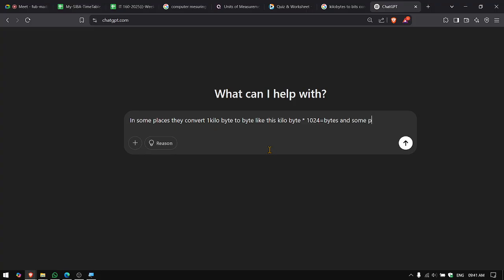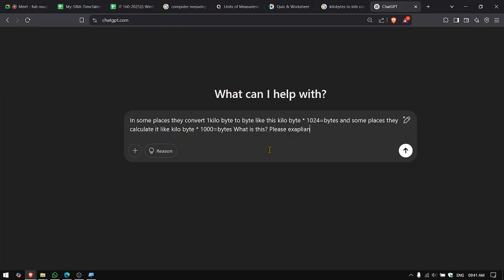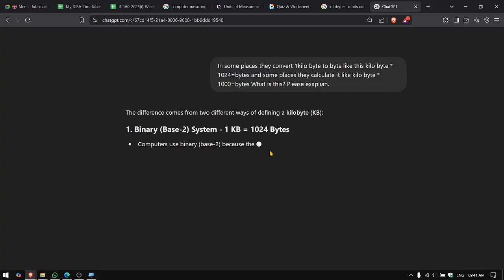And in some places they calculate it like kilobyte multiplied by 1000 equals bytes, right? What is this? Please explain. This is how you give your prompt. So we'll see what is ChatGPT's answer.